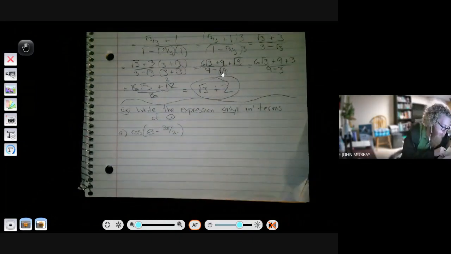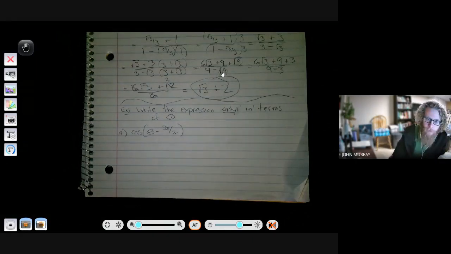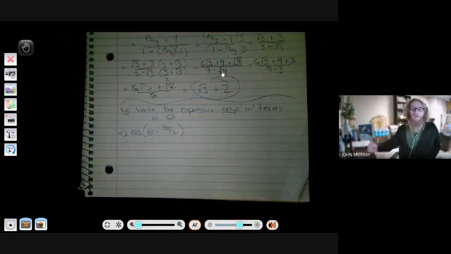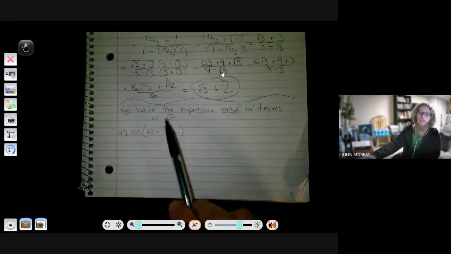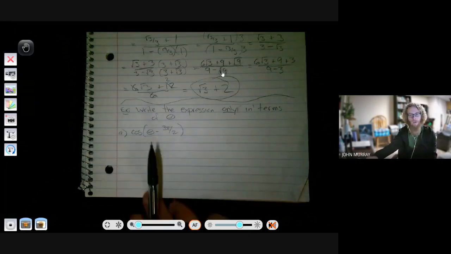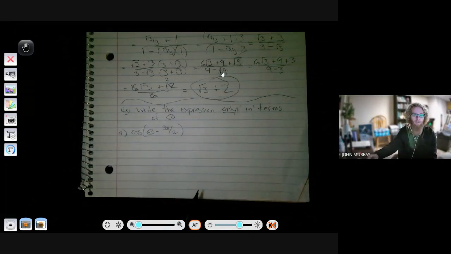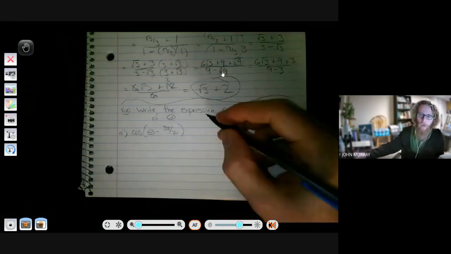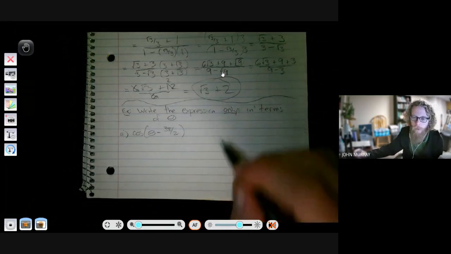All right, we may be asked to simplify and get rid of extra parts. So here I want to write the expression only in terms of theta. I don't want to have anything extra. I just want some cosine of theta, sine of theta, whatever it may be. All right, so we see the cosine. We see it's a sum or difference. We are subtracting. So I'm going to use the rule that we just did.